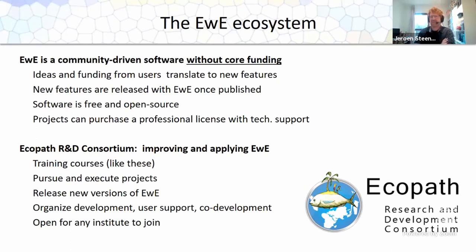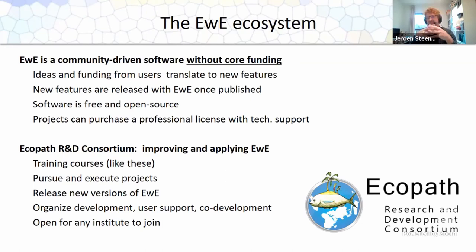But the idea about adding new features is that if you have an idea, you approach us, the development team, we build it together, you publish, you get all the credit. But once it's published, the features get added to the Ecopath software and become available to the community at large. So you contribute your software to the community. The software is free, open source, and there's also a way to get a professional license and you can get technical support.